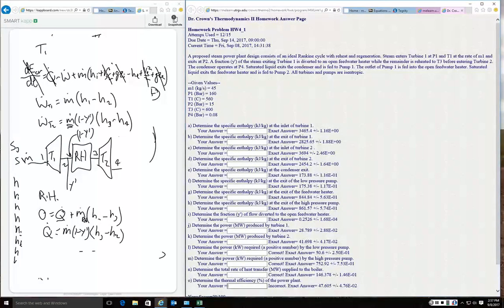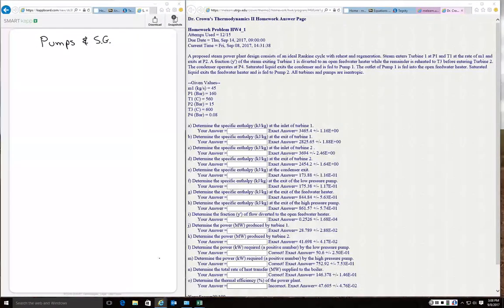So I've got turbine 1, turbine 2, and the reheat. I guess the next two components we need to get are the two pumps. Okay, our last step is to go on to the pumps and the steam generator.